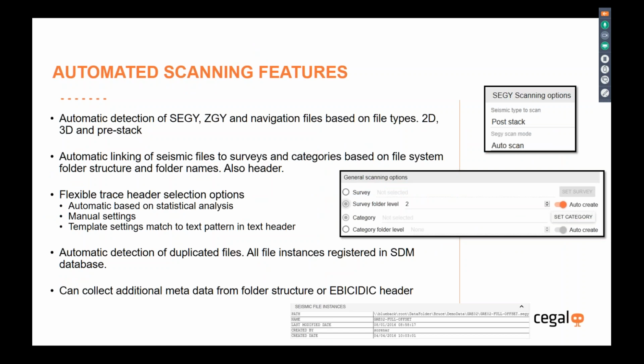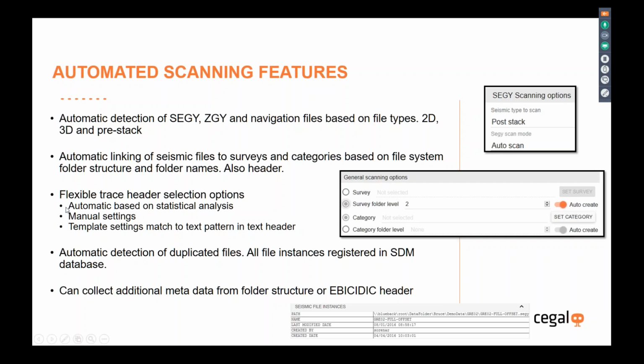So with seismic data, the devil is often in the detail. And here we outline a few more of the things that the autoscanner does to help extract as much information as possible in a very easy way. So as I mentioned, it automatically detects the type of seismic or navigation files that you're working with. We have a way of automatically linking datasets to surveys and also category or vintage based on the folder structure. So this means if you already have a good organization to your seismic data, we can use the folder structure to group datasets to surveys and into vintages.